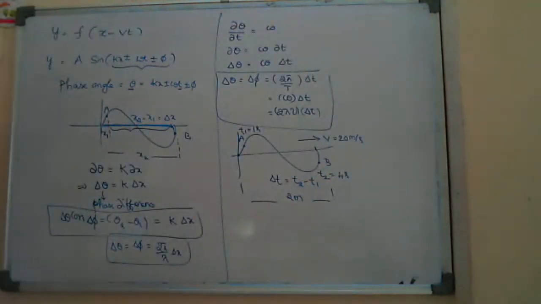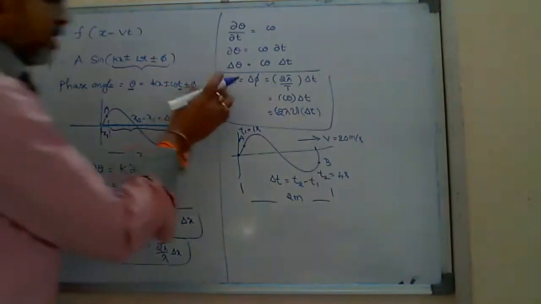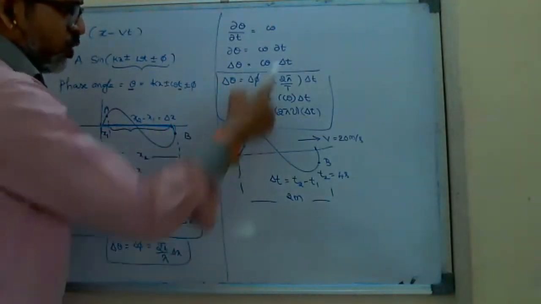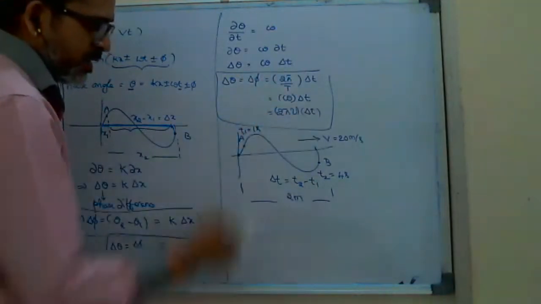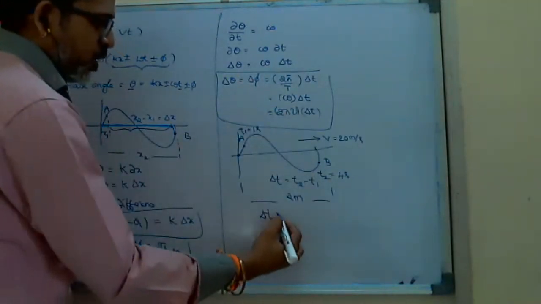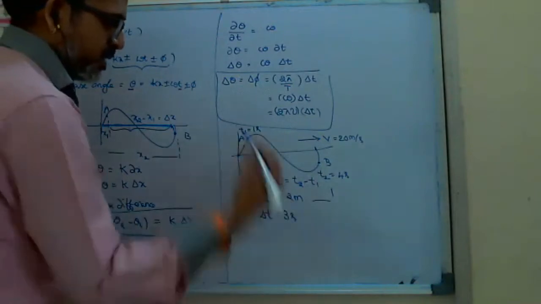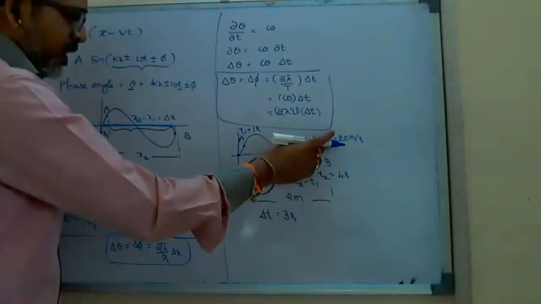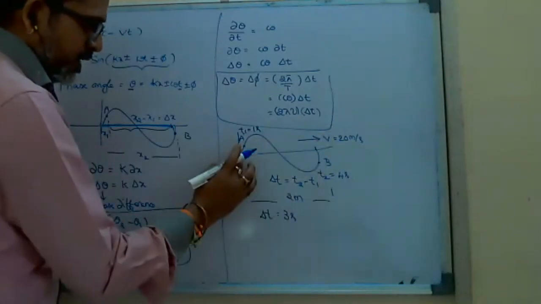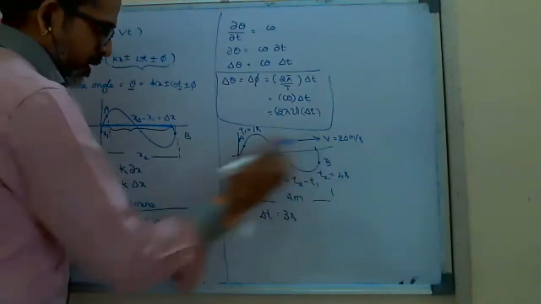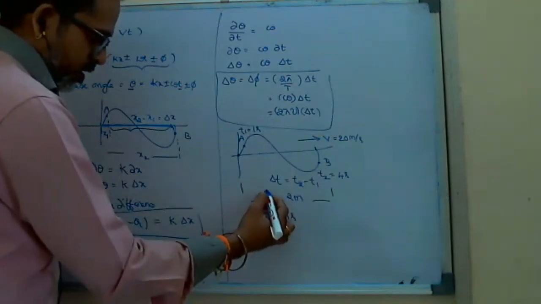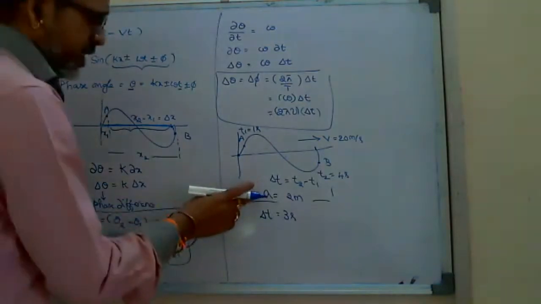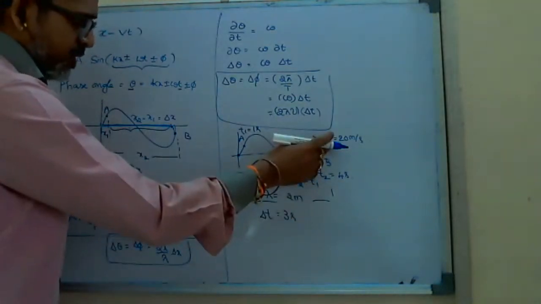Suppose they ask, find out the phase difference. Simple. From this question, phase difference is equal to any one of these three into delta t. Delta t is 4 minus 1, that is 3 seconds. And here v is known, and the length of one full wave is called the wavelength lambda, that is whatever he gave. So lambda is known and the velocity of the wave is known.